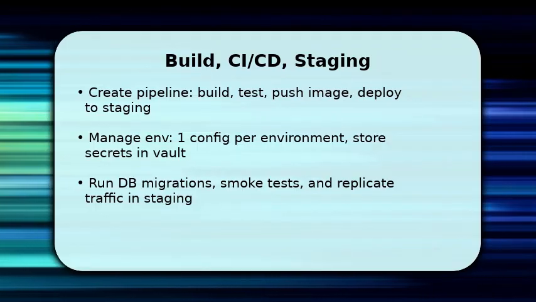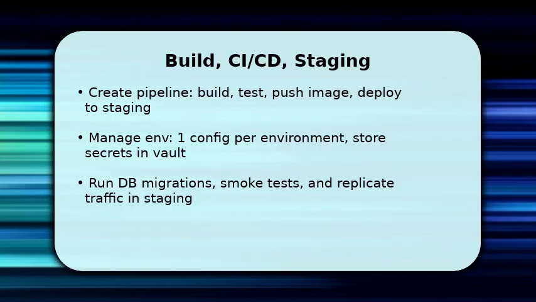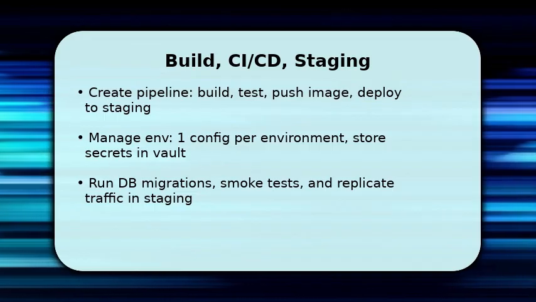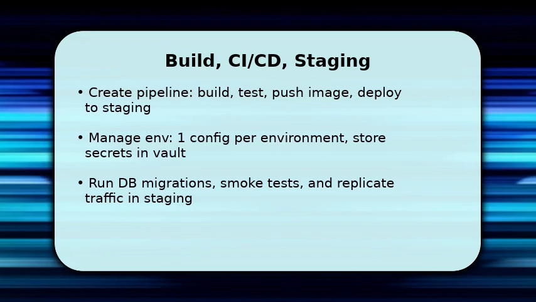Once done, deploy to a staging environment that mirrors production, using one config per environment and storing secrets in a vault or secret manager. Run database migrations and smoke tests in staging and replay realistic traffic to validate performance. Make sure to include health checks and logging in the pipeline so failures are visible. This reduces surprises when you promote to production, because you've already exercised the full release path.